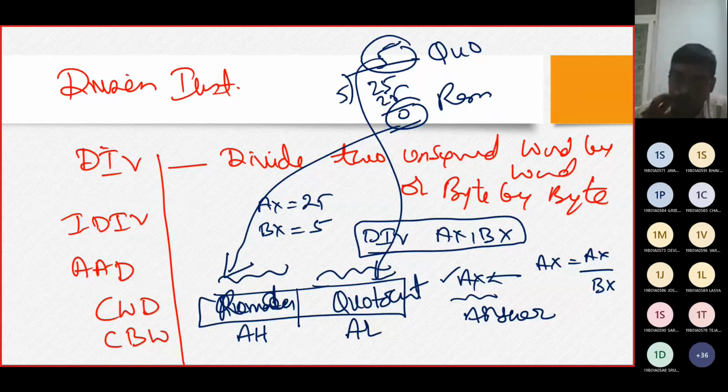Then where is the answer stored? The answer is stored in the accumulator. How is it stored? 0 is the remainder, which is stored in the remainder part, and 5 is the quotient, which is stored in the low order bits of the accumulator. So this is all regarding the DIV.